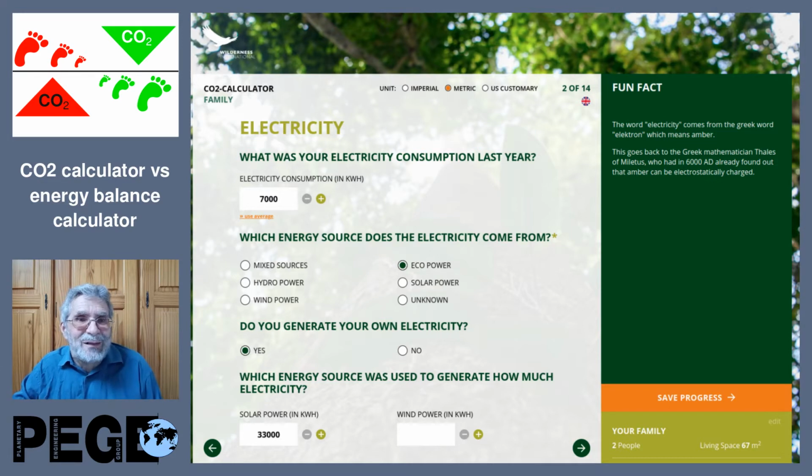Yes. 33,000 kilowatt hours a year, because I will have 43 kilowatt of photovoltaic.